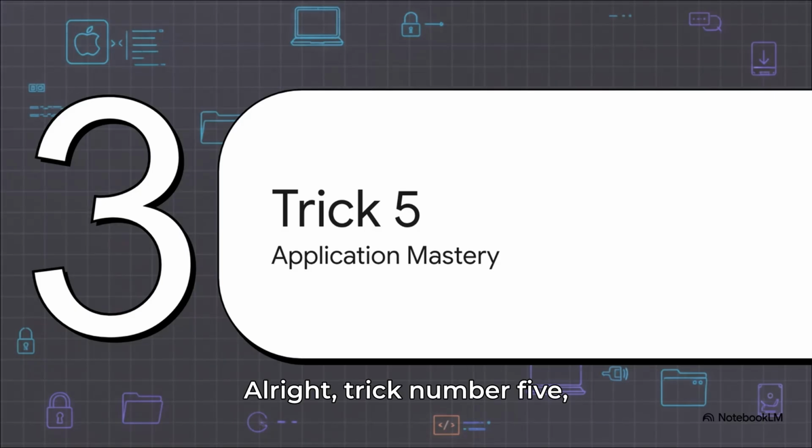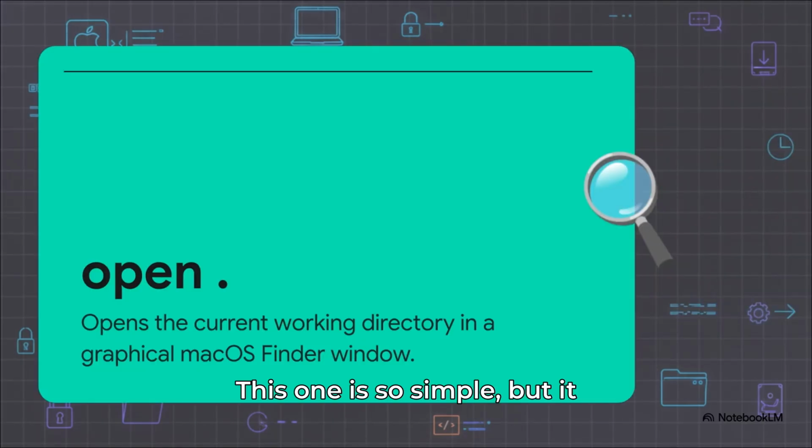All right, trick number 5, application mastery with open dot. This one is so simple, but it beautifully bridges the shell and the visual environment with just 2 characters. Say you're buried deep in some nested directory tree in the terminal, and you realize, oh wait, I actually need to drag and drop a file here visually. You just type open space dot, and it instantly pops open your exact current working directory in a graphical Finder window. It seamlessly merges the CLI and visual worlds in literally a fraction of a second. No more endlessly clicking through folders to find where you are.